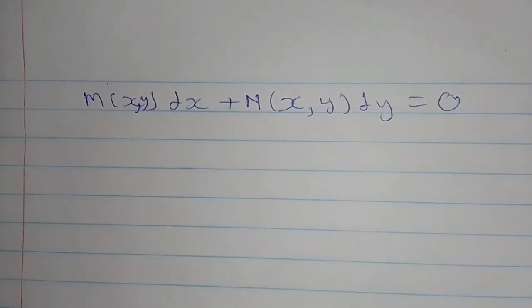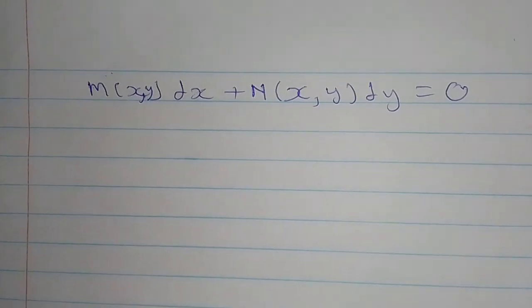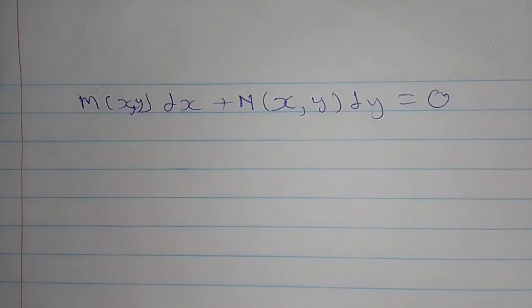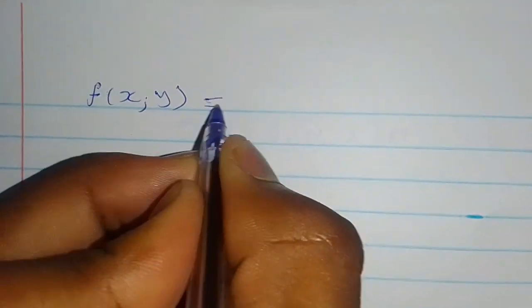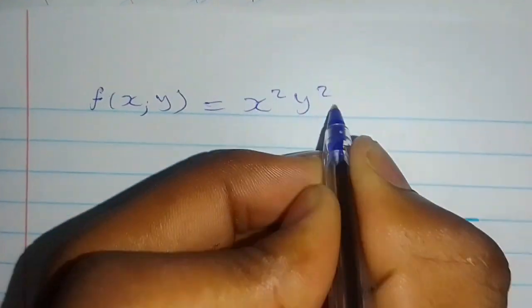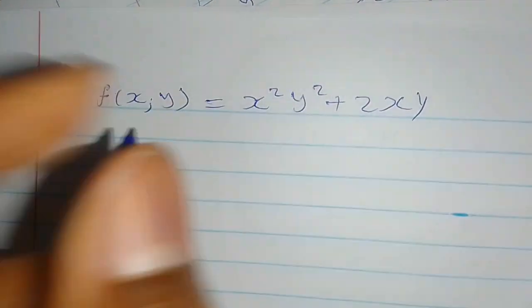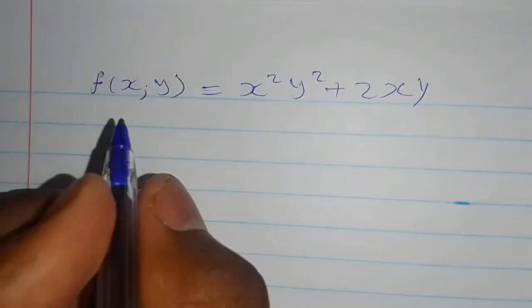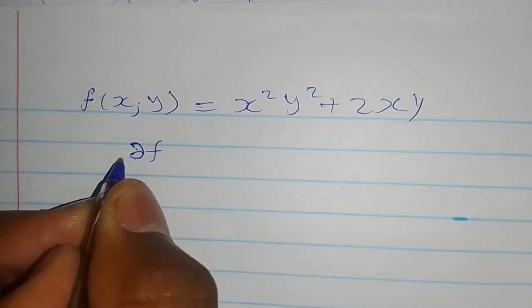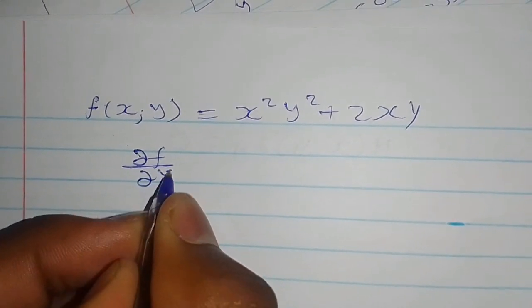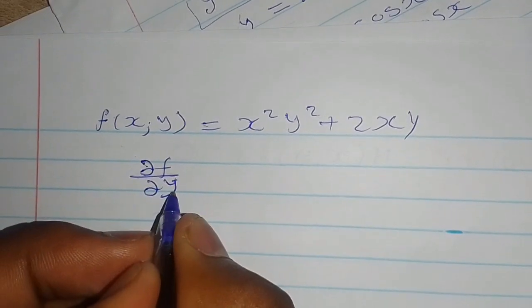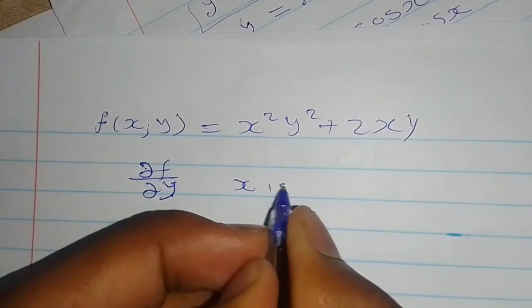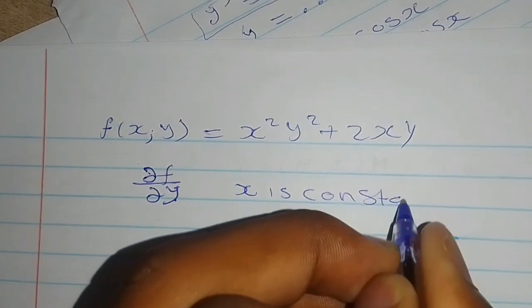Technically, I haven't uploaded a video on partial derivatives. You're going to have to forgive me on that one. But the key idea of a partial derivative, let me just show you an example. If you have f(x,y) equals something like x squared y squared plus 2xy, whenever you're taking the partial derivative of f with respect to y, treat x as a constant, and then you derive.